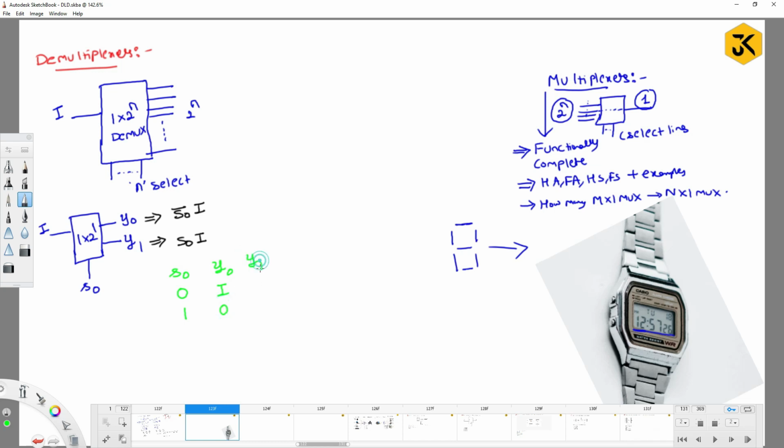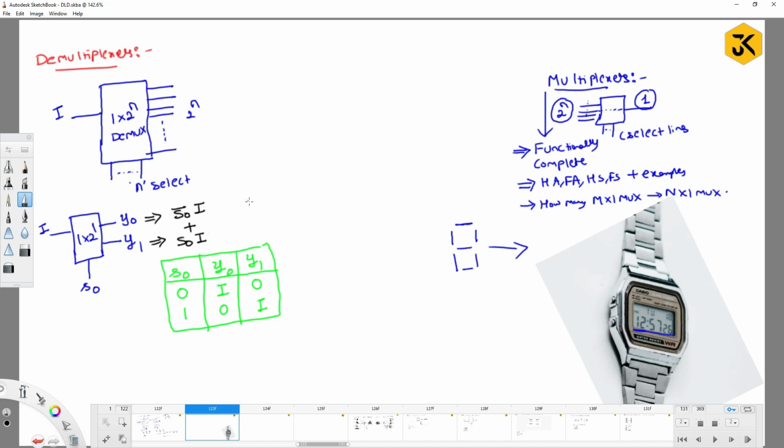Similarly for y1, for s0 it will be 0, meaning that it won't be selected, and for 1 it will be selected, right? If you are able to solve this one, you can get the same expressions. This is what I can call the characteristic table, and if you combine these two, I can call it the characteristic equation of the 1 by 2 demultiplexer, right?